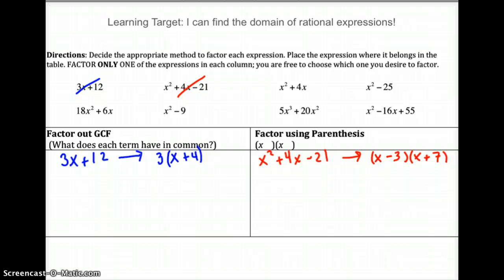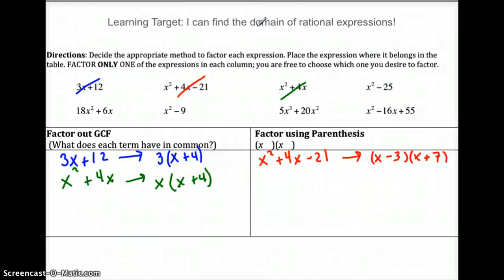Moving off to the right, x squared plus 4x. That looks like an X puzzle maybe, but they actually both share something in common, so it's a GCF. What is it they have in common? Yep, an x. The x comes out front, like the 3 in the previous one, and what we're left with is x plus 4. So that one's done.